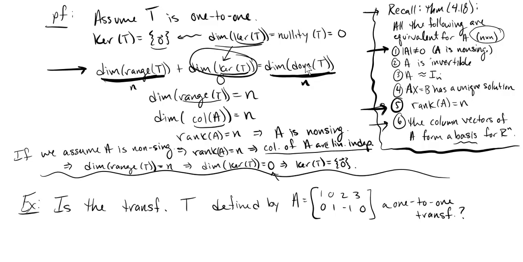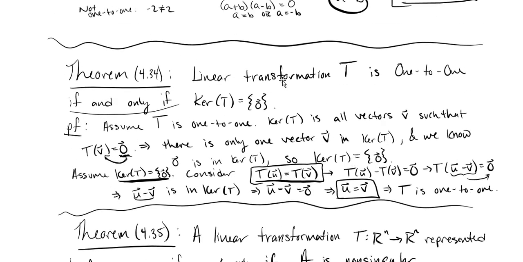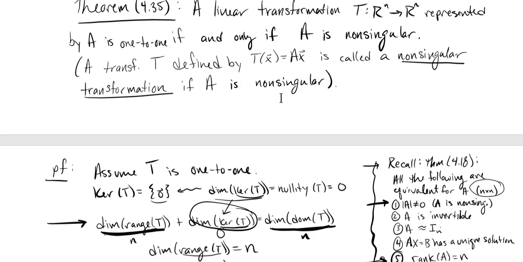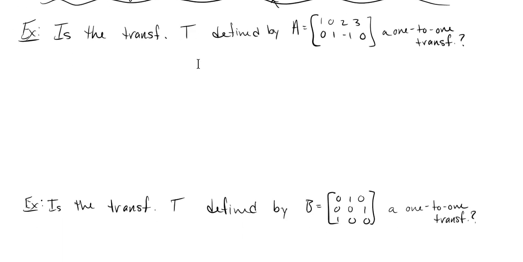Well, here we have it. We have concluded that the kernel of T must be the 0 vector. A previous theorem tells us that T must be 1 to 1, right? T being 1 to 1 is completely equivalent to the kernel being the 0 vector. Okay, again, I barely made it fit there, but we got it. There's our proof. Okay, so let's see an example here.